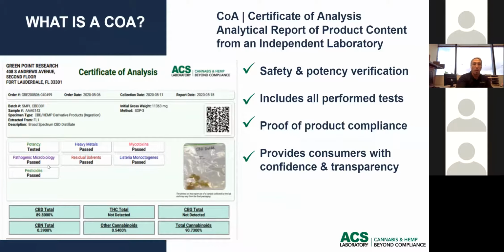You see that all of the tests that were performed on it have been passed, and we'll go into a little bit more detail on that as well, but it's a prime example of what you really should be looking for in a COA. So it'll cover all the different safety and potency verifications, everything that was tested. It'll really give an outline as well as intricate details on all of the tests that were performed.